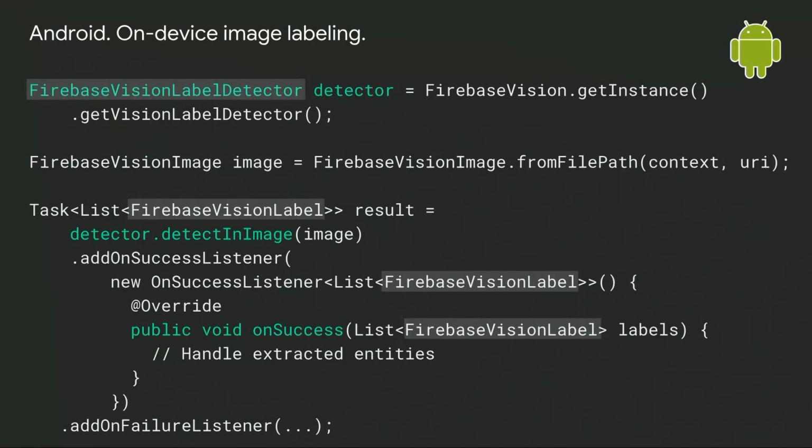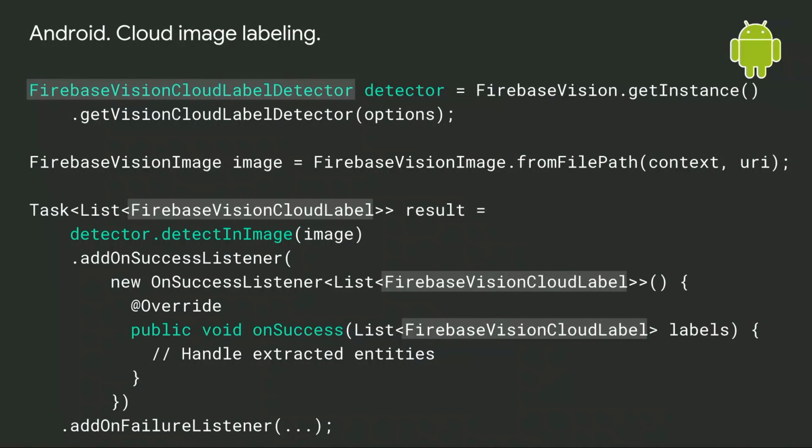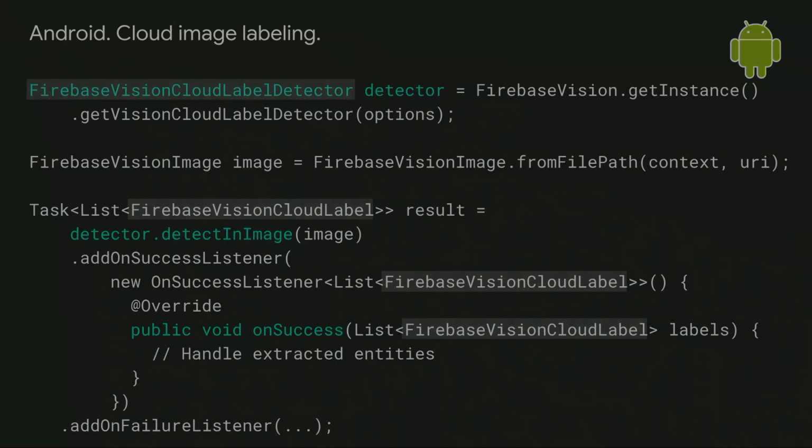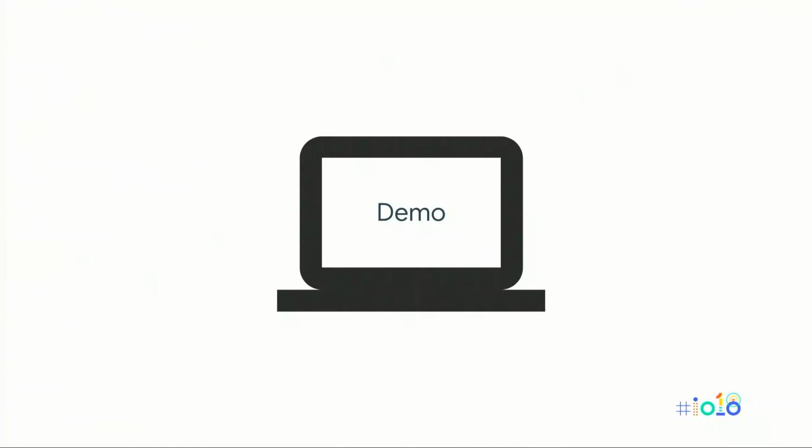On Android, the pattern is very similar. You instantiate the detector, detector.detect an image, on success, handle the extracted entities. Now, pay attention to the highlighted boxes in gray over there. This is on device. Now, if I want to do the same thing but call the cloud API instead, not much changes. It's just a few class names. The pattern is very similar. The detector, detector.detect an image, on success, handle extracted entities. Pretty cool. All right, demo time.